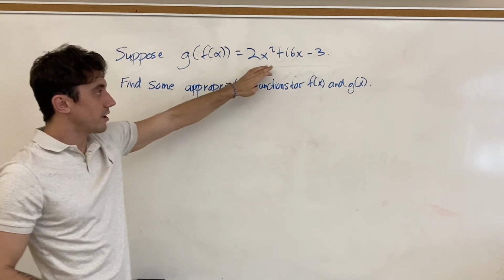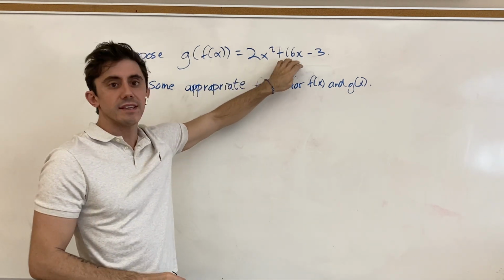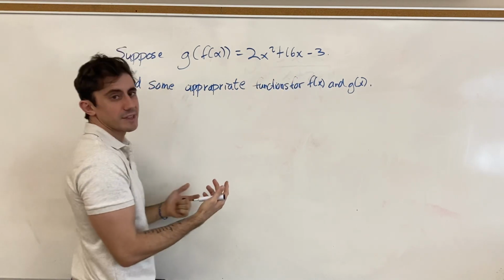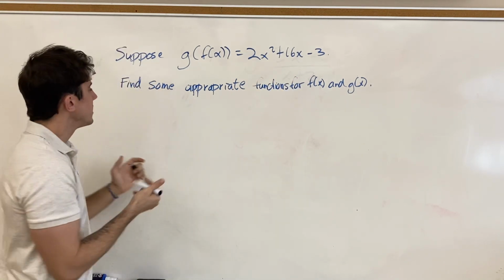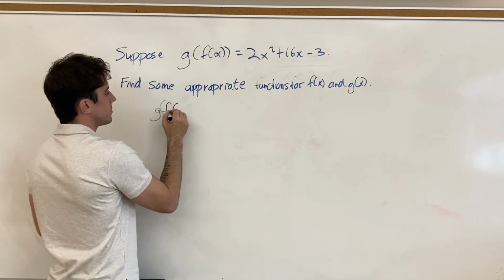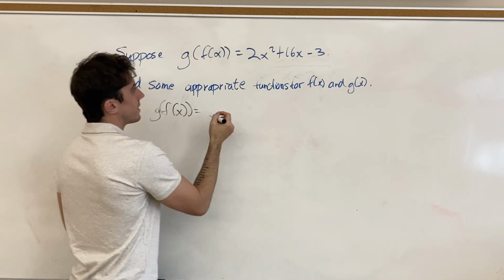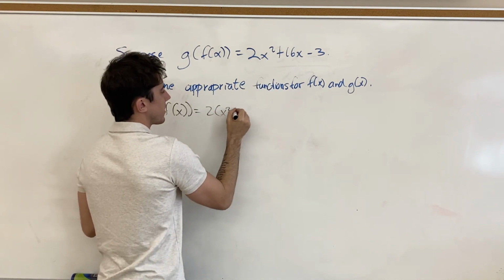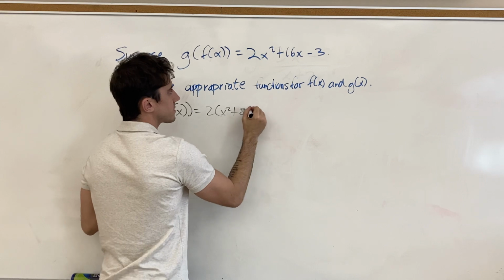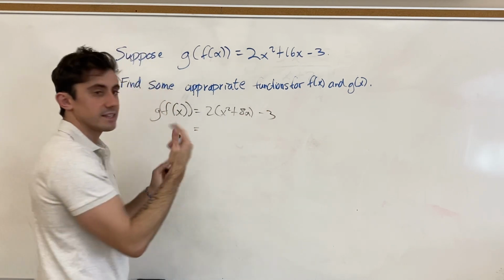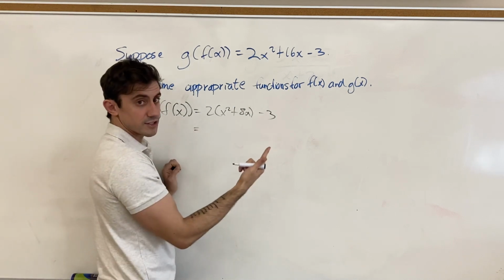Some of you might have the hunch of writing this quadratic in vertex form or in transformational form, right? You might be so used to doing that. So if we go ahead and do that, g of f of x could be written as 2. Let's factor the 2 from the first two terms, and we'll have x squared plus 8x minus 3, and then we can write this in transformational form by completing the square, right?